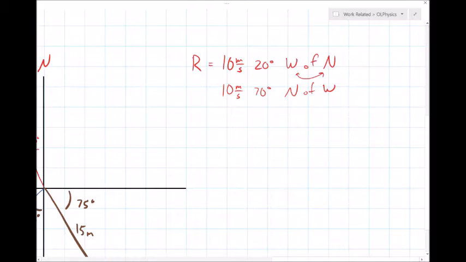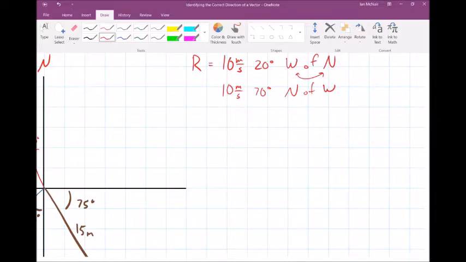So I might specifically ask, what is the angle north of west specifically? And so you'd have to give me this 70 degrees. So pay attention to that. But technically speaking, on the test, if you gave either one of these, they actually give the exact same direction, and it's the same magnitude.